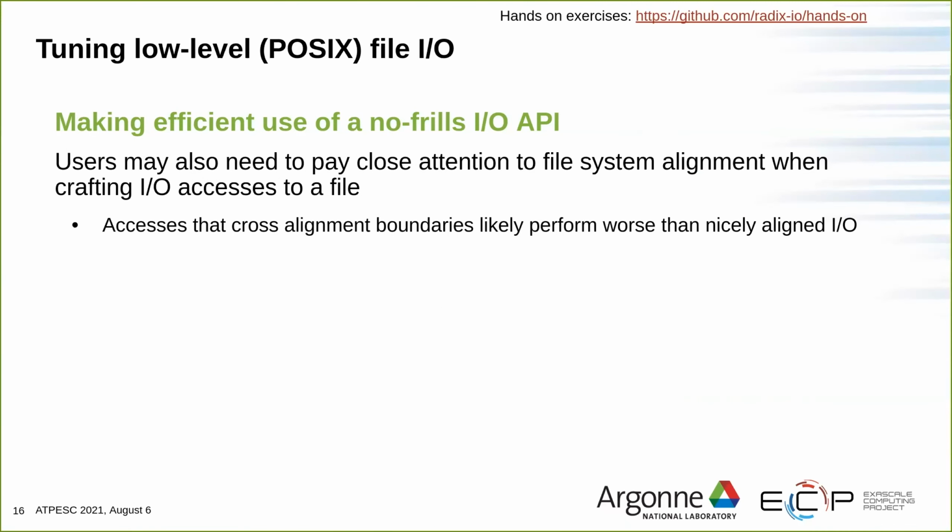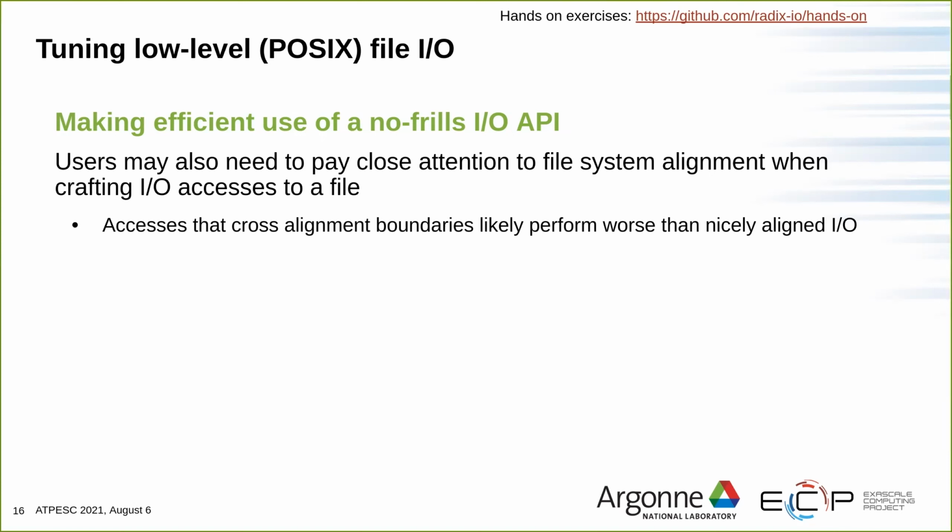So we'll move on, or I guess move up, to the next layer, which would be the POSIX layer of the IO stack. This is kind of the no frills IO API. There's no notion of collective IO or things like that, as we've already heard today. It's just kind of direct access to the storage systems from this layer.